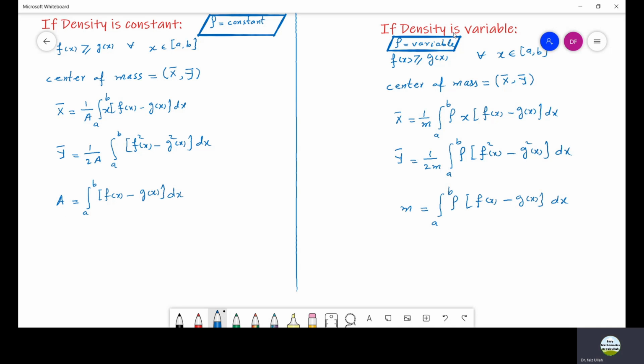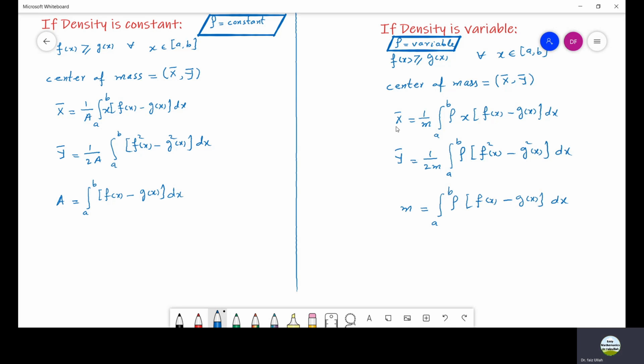But if we are given a question in which the density is not a constant, it means density rho is equal to some variable. Rho is equal to some function of x. Rho is equal to x. Rho is equal to x plus 1. Rho is equal to x square. In that case, center of mass is same, (x bar, y bar).